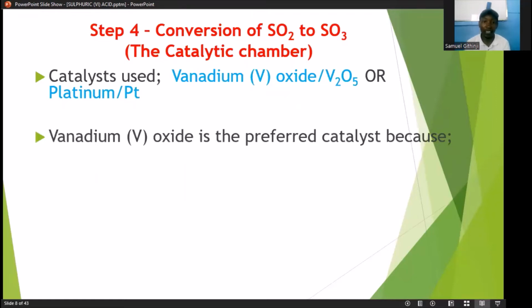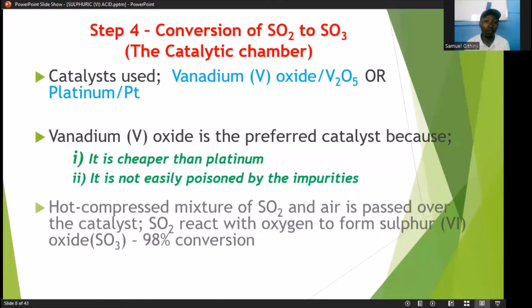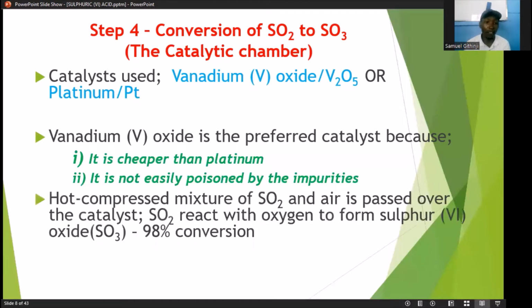Another question that can easily be asked: why do we prefer vanadium 5 oxide? One, it is cheaper, less expensive than platinum. Again, it is not easily poisoned; it is not prone to poisoning by impurities. If you want to argue with platinum, the opposite. Why is platinum not preferred? It is very expensive. You can also talk of it being easily poisoned by impurities. Good.